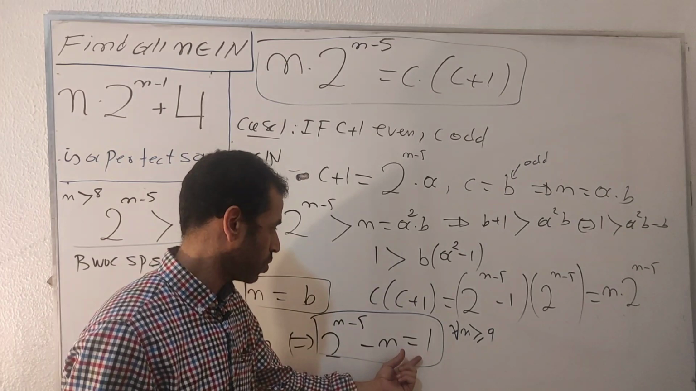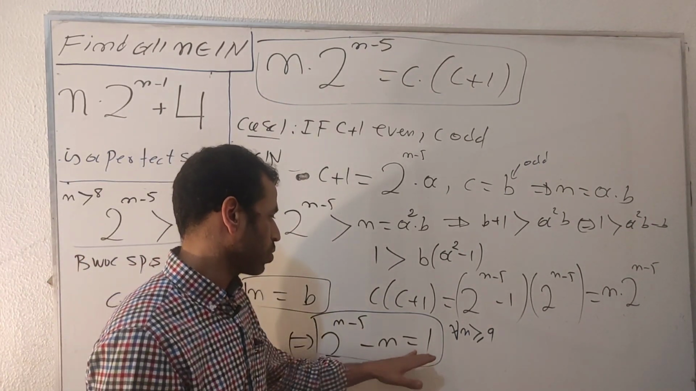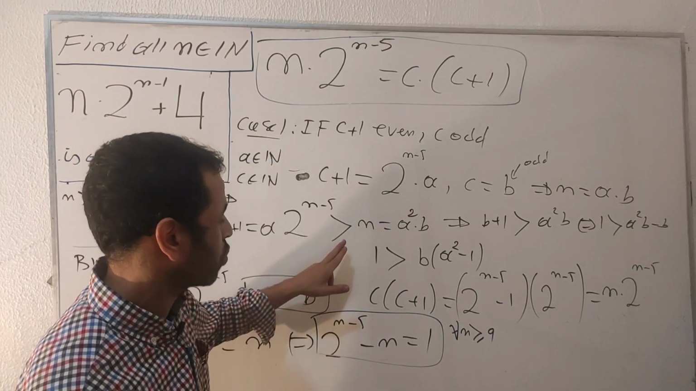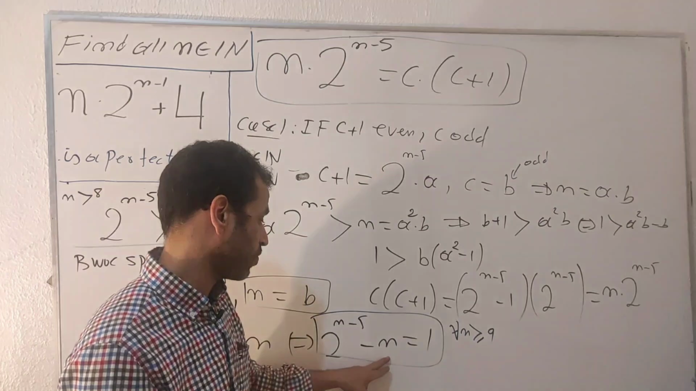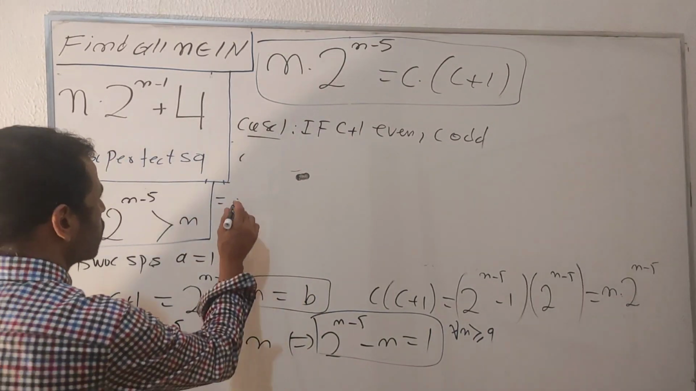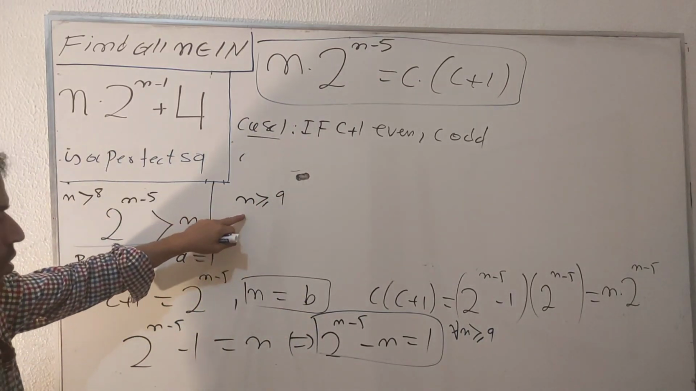Not only 1. So whatever the value of n, this difference is not equal to 1, because the exponential form is growing faster than the linear form. This is the difference. So we can do that. It's simpler, we know n is superior or equal to 9, or n is superior than 8.